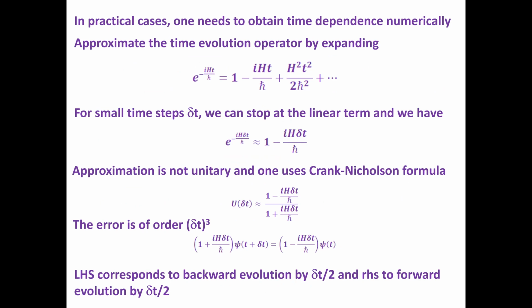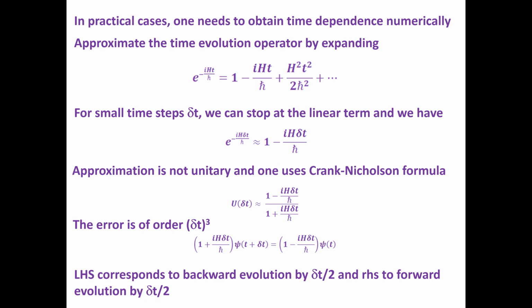Well, in practice, one needs to obtain time dependence numerically, because most of the times you cannot get all the eigenstates. Okay, that's one of the problems. So how do you do it? So you can approximate the time evolution operator e to the minus iHt by h cross as 1 minus iHt by h cross plus H squared t squared by 2 h cross squared, etc., etc. For very small time steps, you may probably truncate at the linear term.